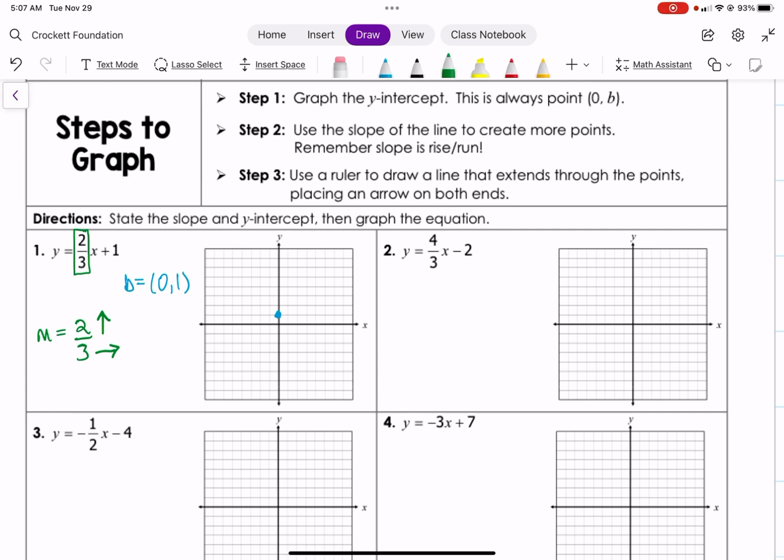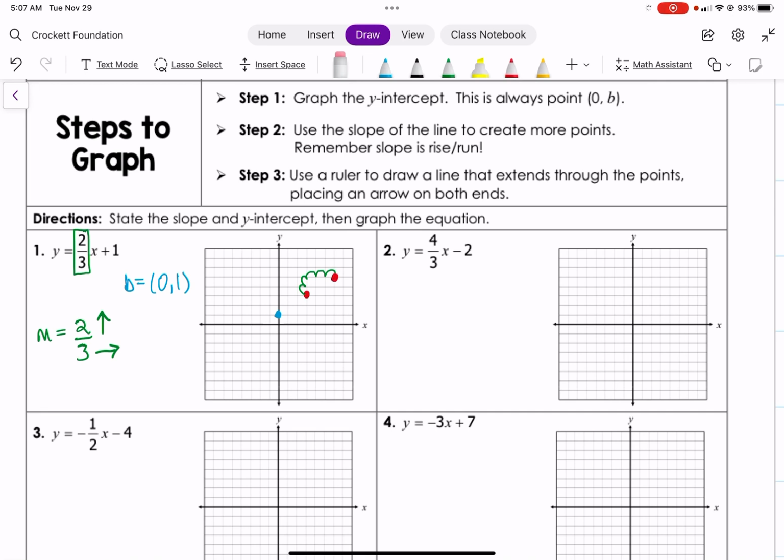Because now I'm going to do step 2, use the slope of the line to create more points. So this is how you do it. You put your pen or pencil on the y-intercept, and then you use the slope to do the counting. My slope tells me to go up 2: 1, 2. Then it tells me to go right 3: 1, 2, 3. And where I stop is where I put my new point. Now I'm going to erase those bubbles, and I'm going to repeat that process again from the new point: 1, 2, 1, 2, 3. And then I put my new point.